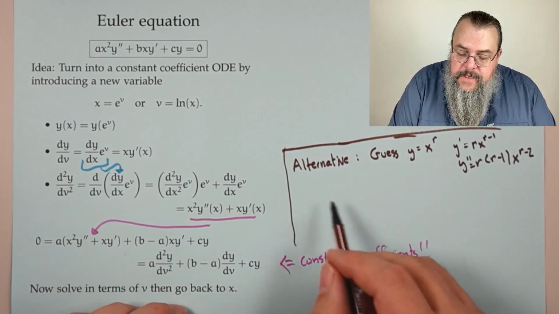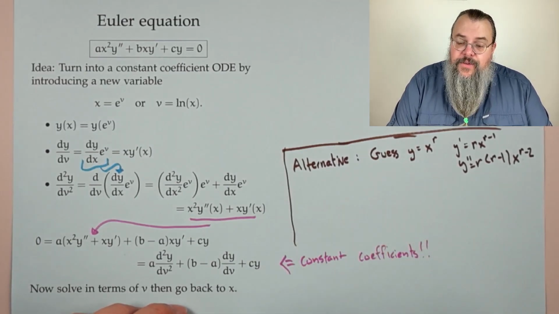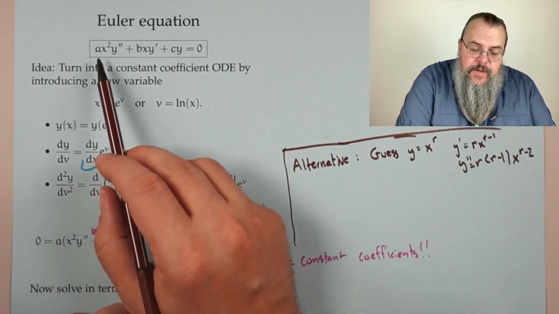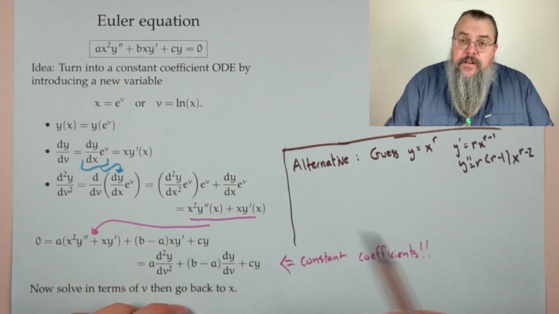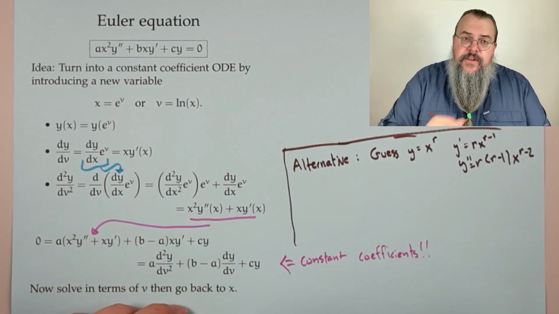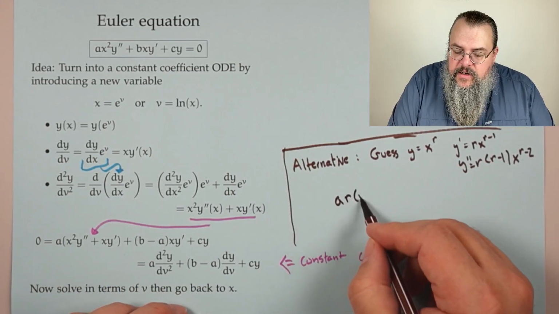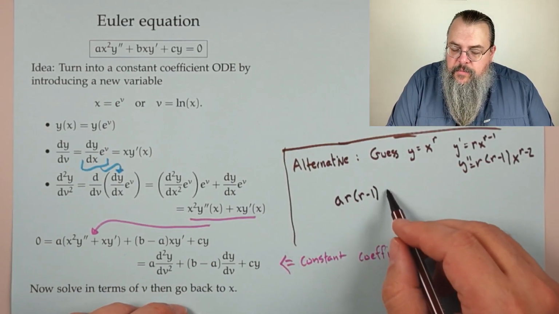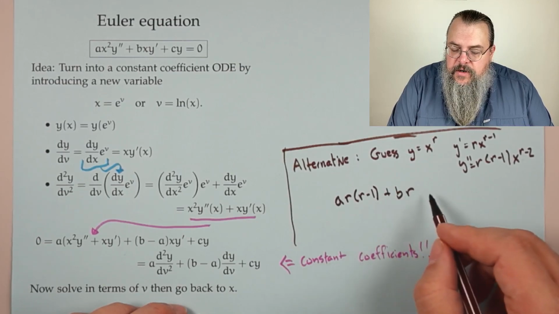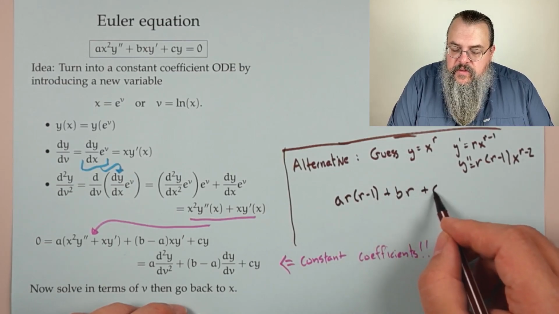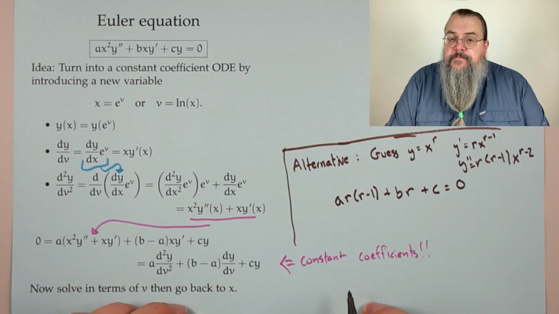So when you plug in, it reduces to the following. Because of the powers here, all the powers will be the same. You pull the powers out, divide through, and you end up with a times r times r minus 1 plus b times r plus c equals 0.